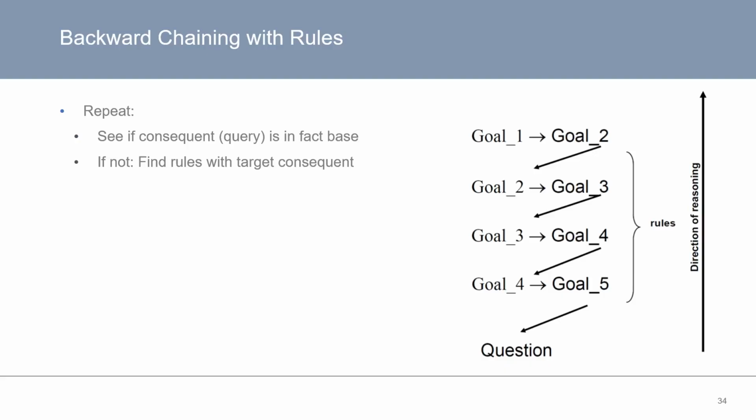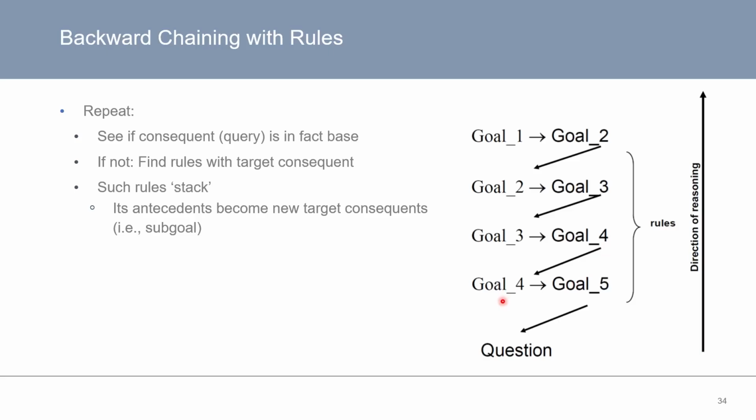If it's not, we're going to find rules that have that goal 5 target goal as their consequent. So in this case, this rule includes goal 5 in its consequent. So we'll try to prove the antecedents of that rule. In particular, we need to prove goal 4 to determine the truthfulness of goal 5. Of note, any of these rules that have a matching consequent will stack. In other words, its antecedent becomes the new target consequent or a new subgoal.